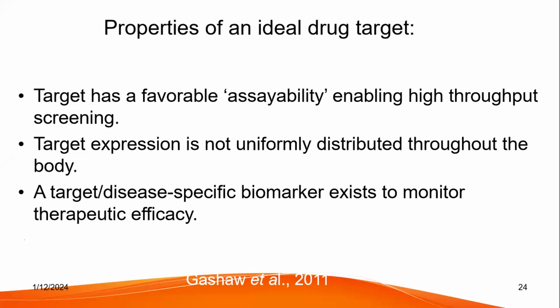The target should be assayable. You should be able to conduct a high throughput screening, experimental study, or in vivo study to validate the targets. If you have conducted docking, it should be a protein that you can also use for an in vitro or in vivo assay. And the target expression should not be uniformly distributed. It shouldn't be distributed everywhere. There should be a specific site of its expression.